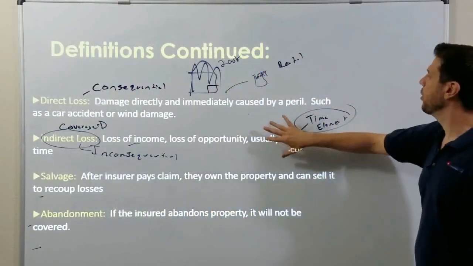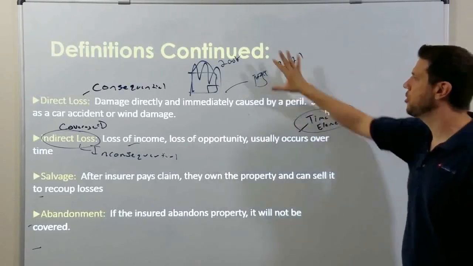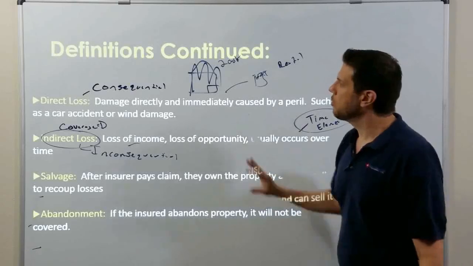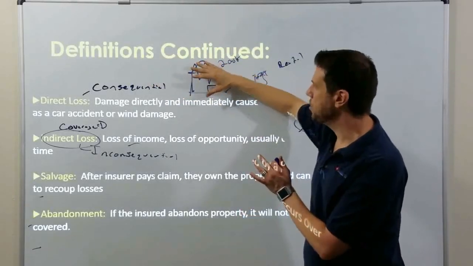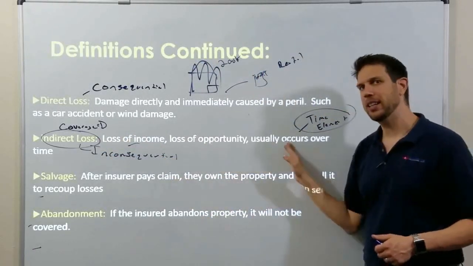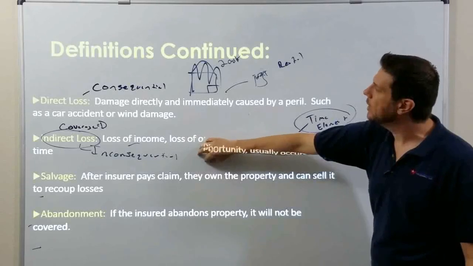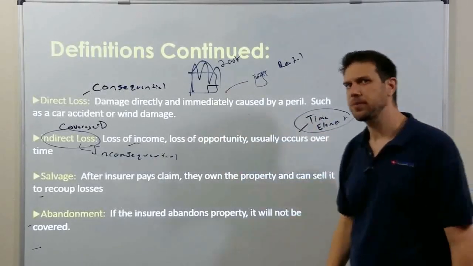Coverage D will cover your loss of income and put you up in a hotel should your house burn down. Direct losses occur today. The fire directly damaged your house. Indirect losses occur over time. That's a loss of income. Indirect losses are inconsequential losses. We'll talk more about these later on.